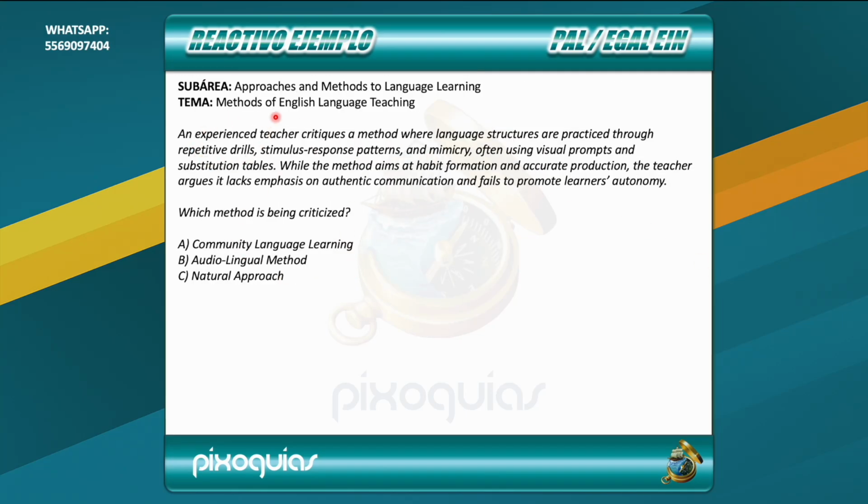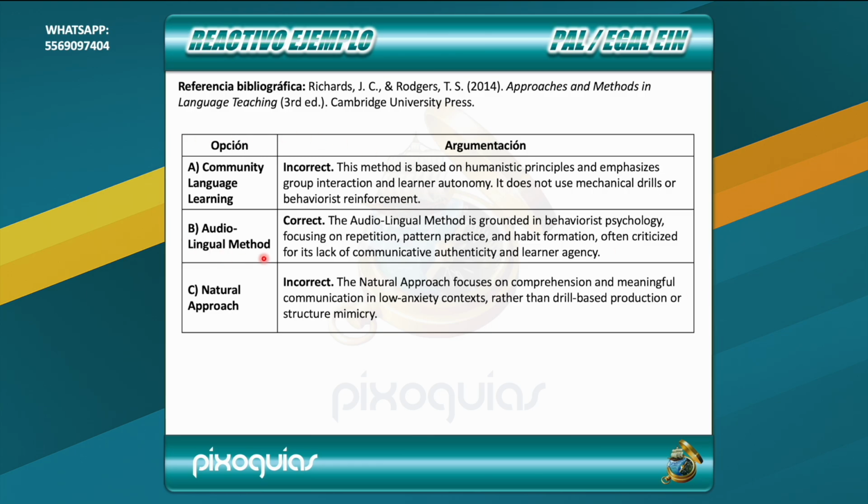This exercise is from the sub-area Approaches and Methods to Language Learning, with the topic Methods of English Language Teaching. An experienced teacher critiques a method where language structures are practiced through repetitive drills, stimulus-response patterns, and mimicry, often using visual prompts and substitution tables. While the method aims at habit formation and accurate production, the teacher argues it lacks emphasis on authentic communication and fails to promote learners' autonomy. Which method is being criticized? A. Community language learning, B. Audiolingual method, or C. Natural approach? The correct answer is audiolingual method.